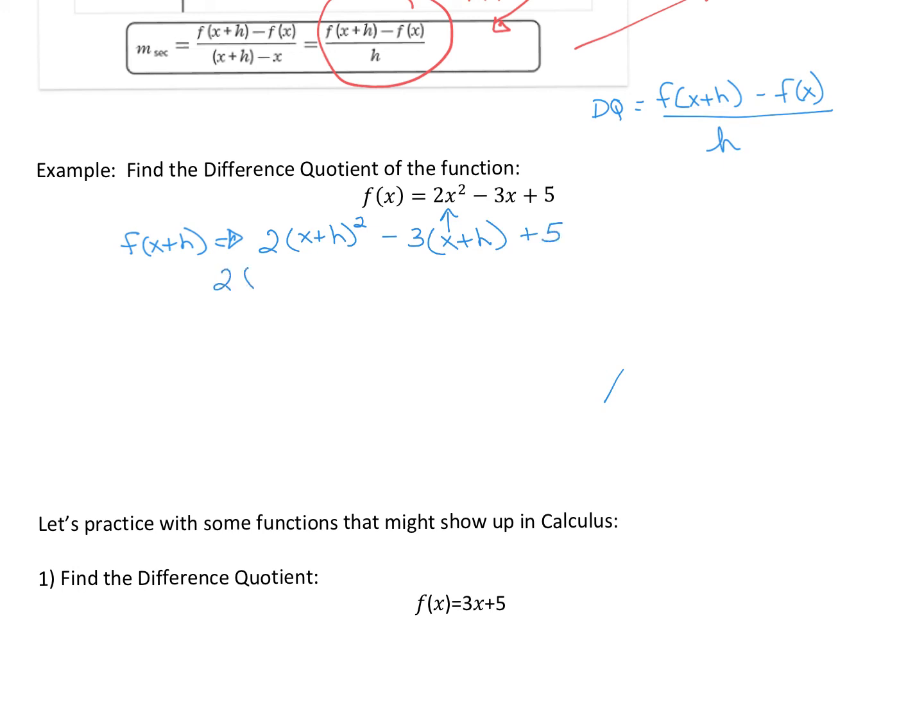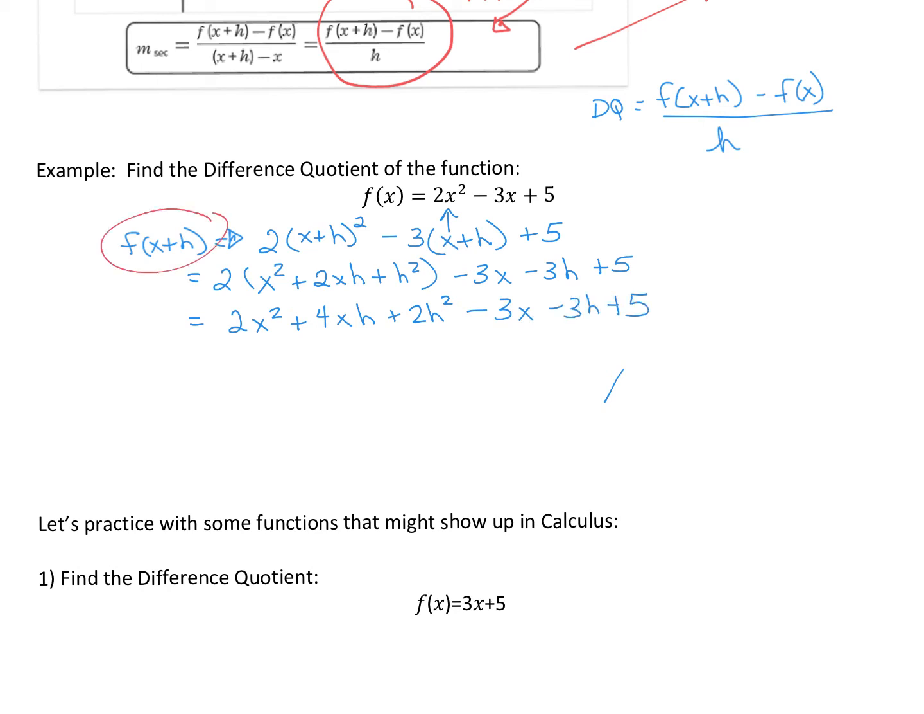Simplifying, I have to FOIL, don't forget. So we'll get x squared plus 2xh plus h squared minus 3x minus 3h plus 5. And simplifying a little bit further, we get 2x squared plus 4xh plus 2h squared minus 3x minus 3h plus 5. So we just found this part of the difference quotient.